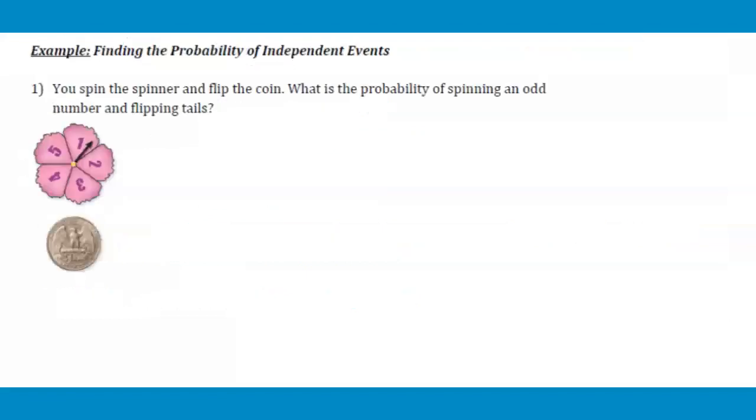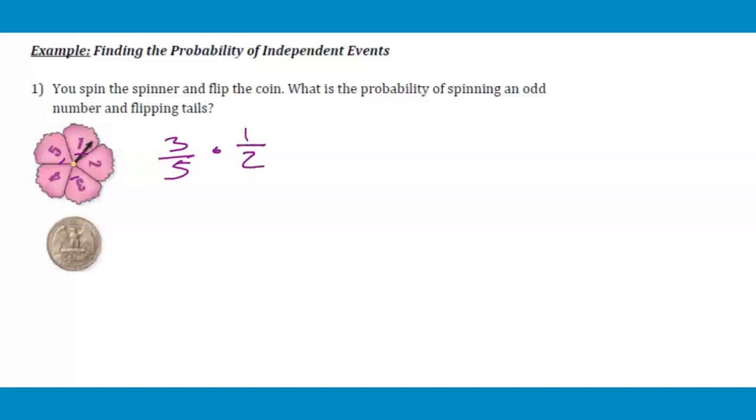All right, so here's an independent event. Here's a spinner, here's a coin. You spin the spinner and flip the coin. What is the probability of spinning an odd number and flipping tails? So odd numbers on this, there are 3 out of 5. So the probability of getting an odd number on that spinner is 3 out of 5. I write that down. The probability of getting tails is 1 out of 2. There's 2 sides, one of them's tails. There's the probability of each event separately.